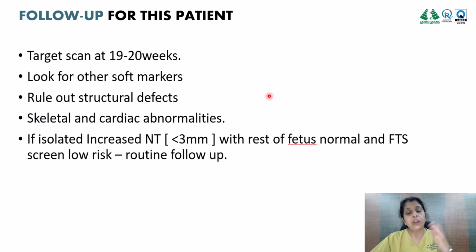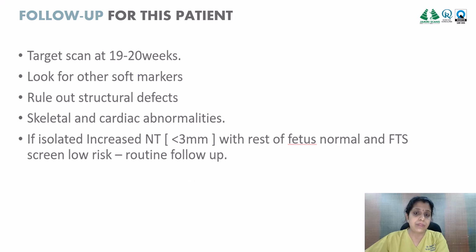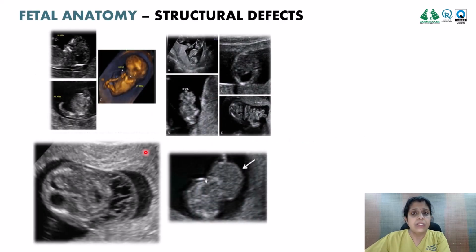All of us have target scan schedules at 19 to 20 weeks, but for this set of patients, it's preferable to call them back earlier, probably at 16 to 17 weeks. Look for other soft markers, and rule out structural abnormalities, mainly cardiac and skeletal. If the rest of the fetus is fine, routine follow-up is advisable rather than putting the patient into a very stressful scenario. What are the other structural defects I'm looking for?